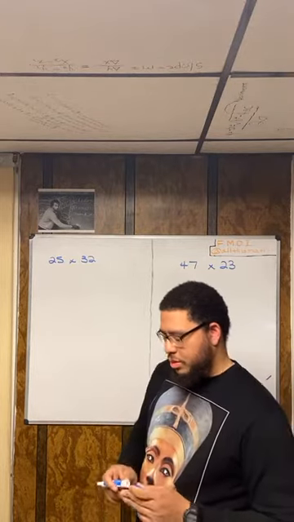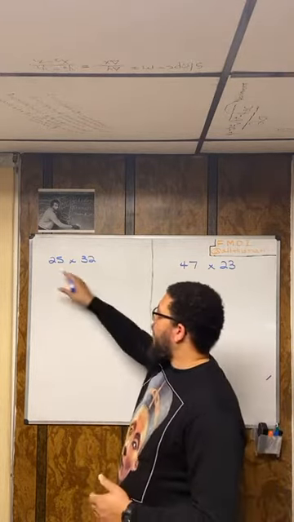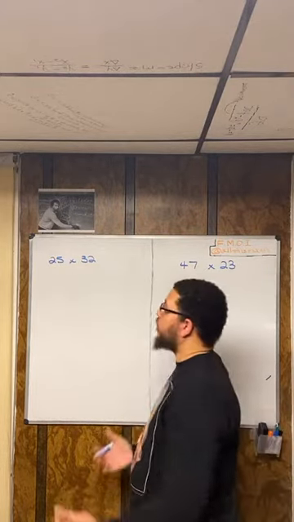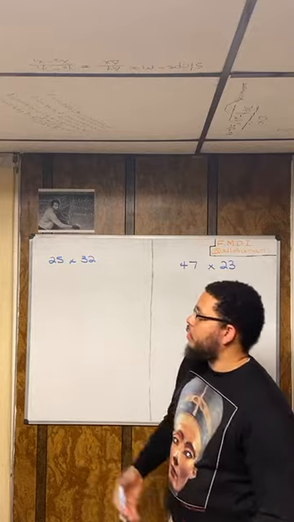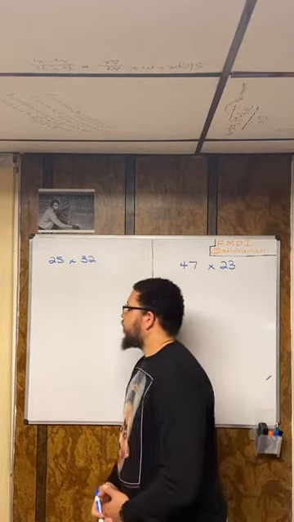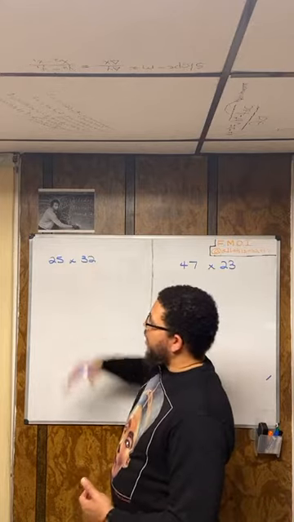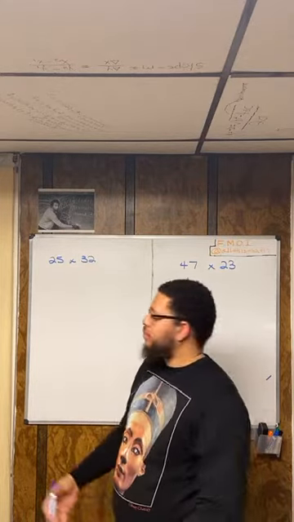This is how we do this. We have our two factors, 25 and 32, and we want to find what the product is. What is 25 times 32? What does that equal? If I have 25 of something, and then I multiply it by 32, how many will I have altogether?